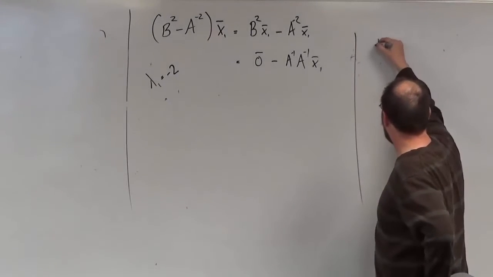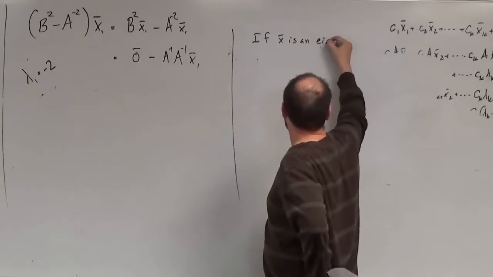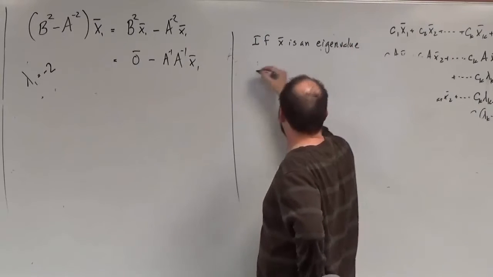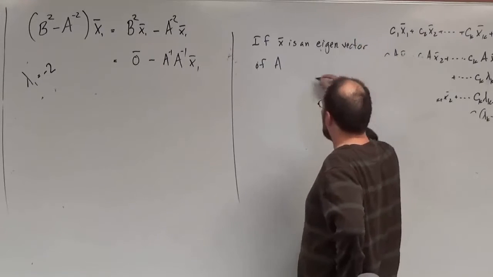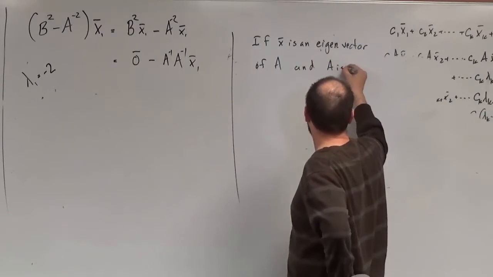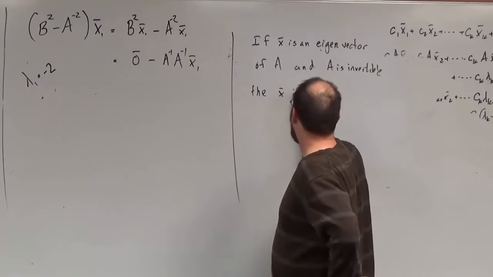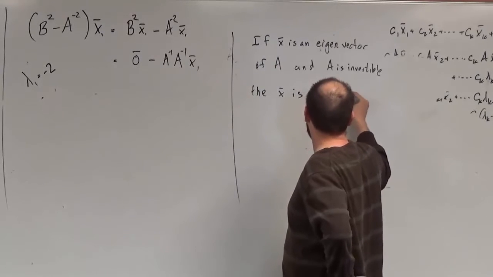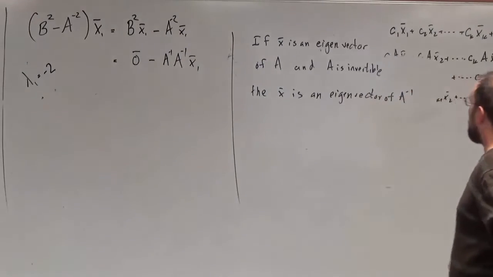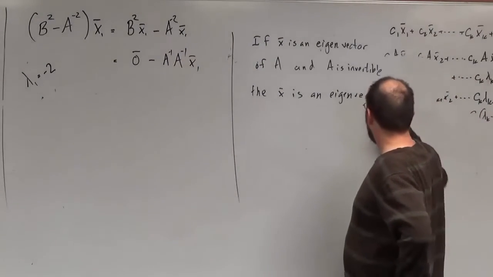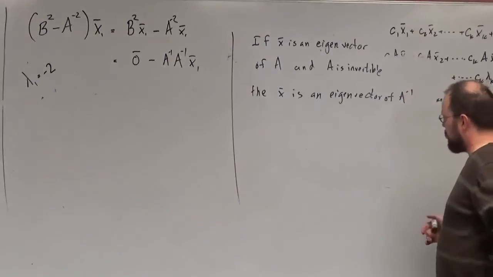Gosh, okay, this is just a slide, I guess. If x is an eigenvector of A, and A is invertible, then x is an eigenvector of A inverse. So, right, we proved that the relationship between eigenvalues of A and A inverse are reciprocals, right? They're reciprocals. But how can I prove that?